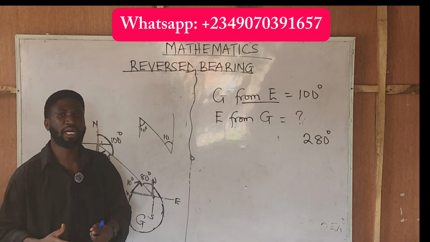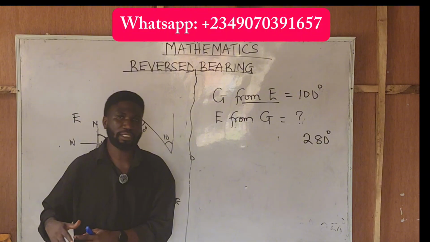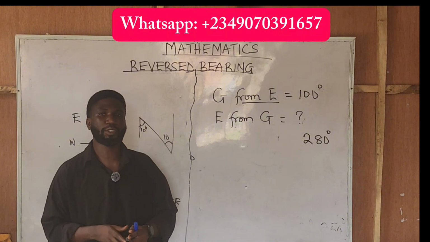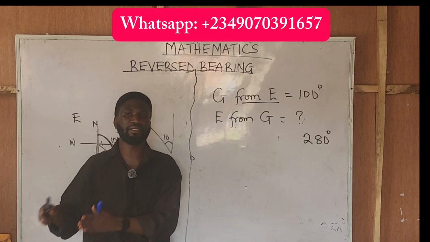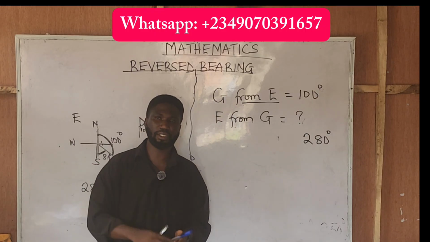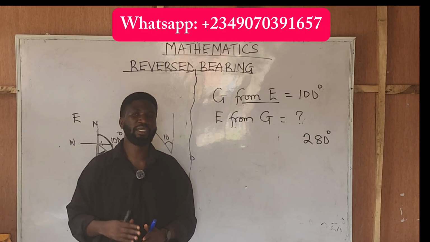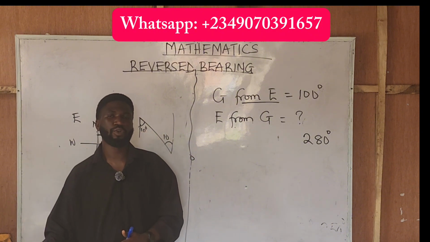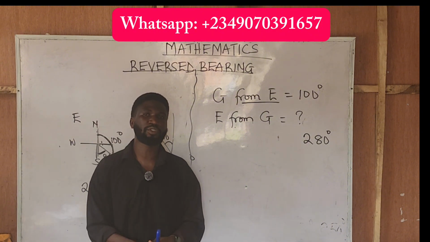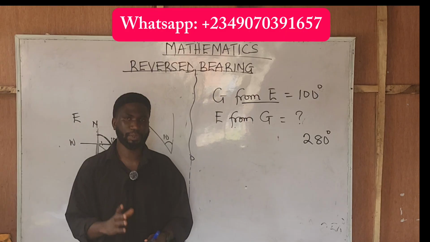So let's move now down to the other aspects. We've done the first one, that is, when the bearing given to you is less than 180 degrees, you are going to add 180 degrees. So now for the second one, if the given bearing is more than 180 degrees, to get the other bearing, you are now going to remove 180 degrees from it.